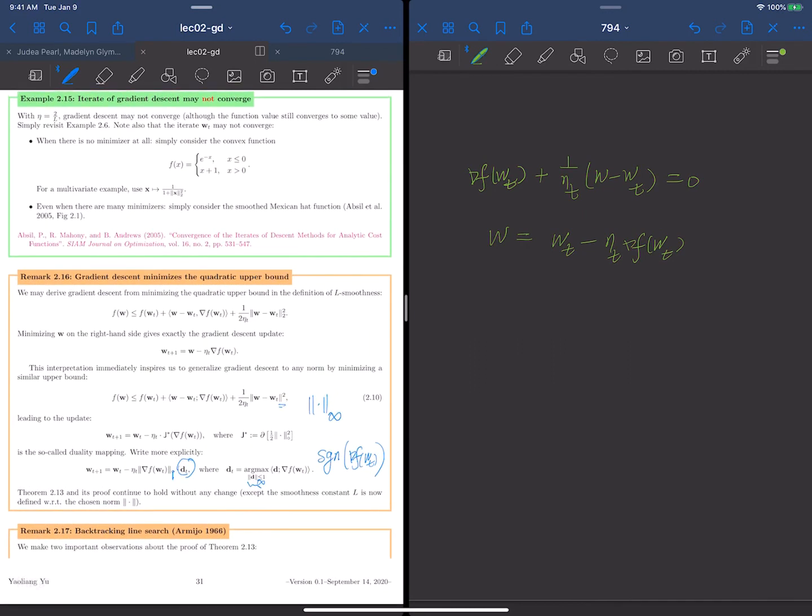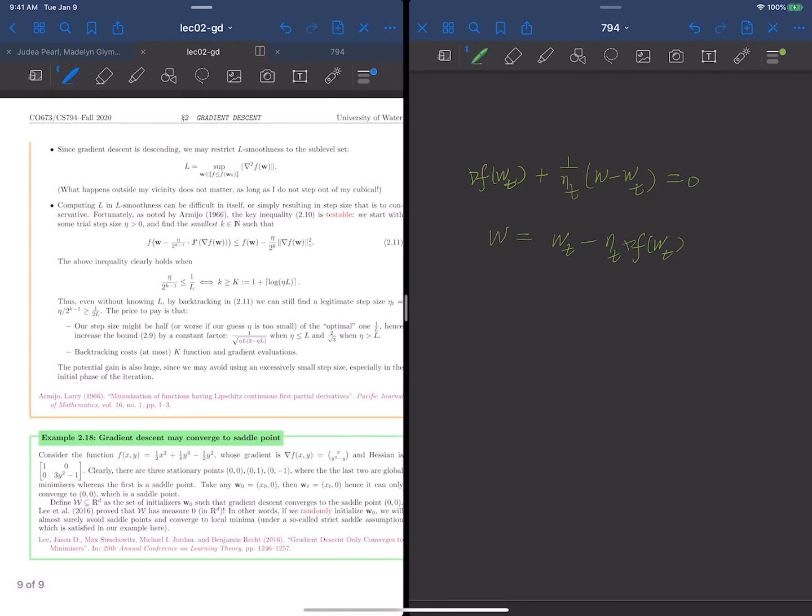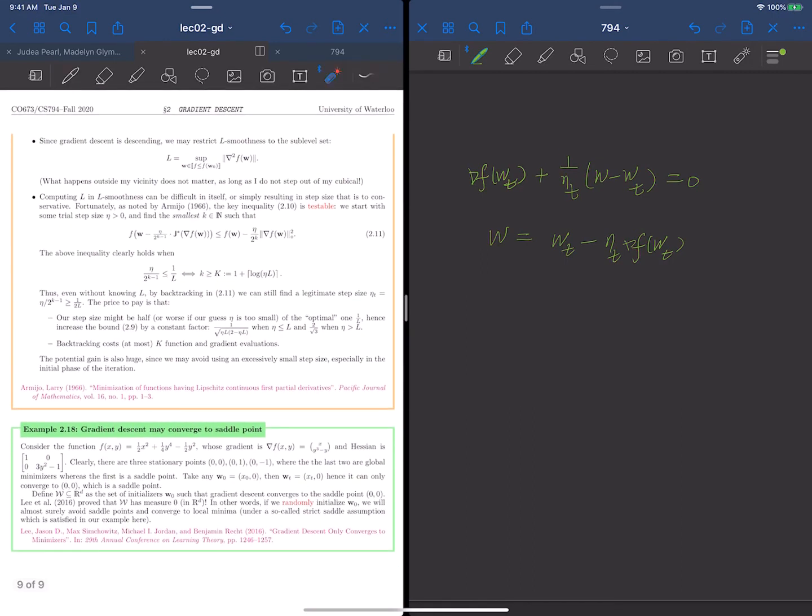All right, so gradient descent is minimizing the quadratic upper bound in the definition of L smoothness. Another important observation we can make here is that by exploring this observation, we can actually come up with a choice of the step size. And this was first realized by Armijo in 1966, and this is usually called a backtracking idea. So it's basically our second observation.